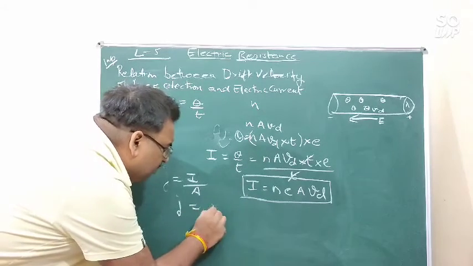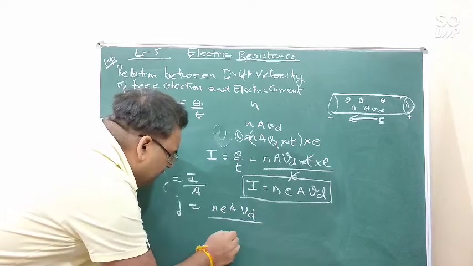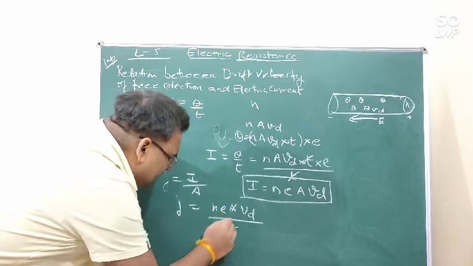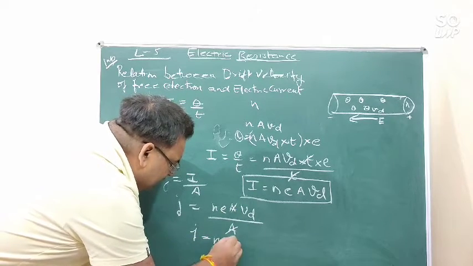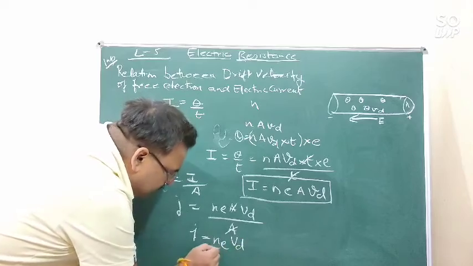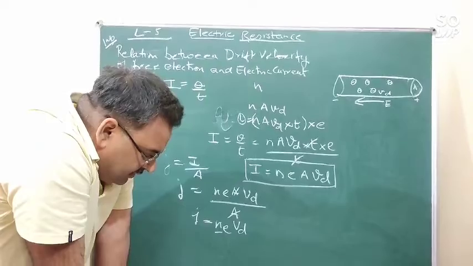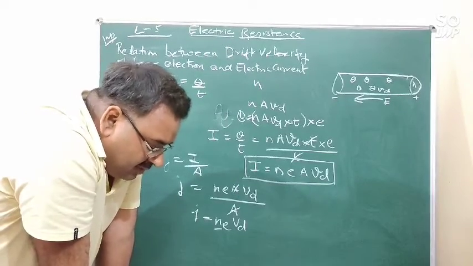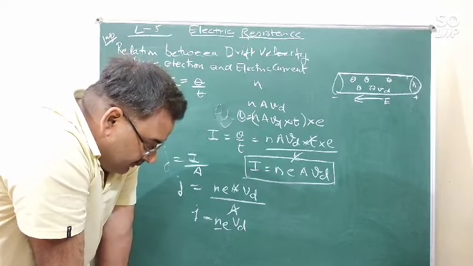J is equal to NeAVd upon A. So A cancels out. Current density is equal to Ne into Vd. N is the number of electrons, E is the charge, Vd is the drift velocity. So this is the relationship between the current density and the drift velocity.